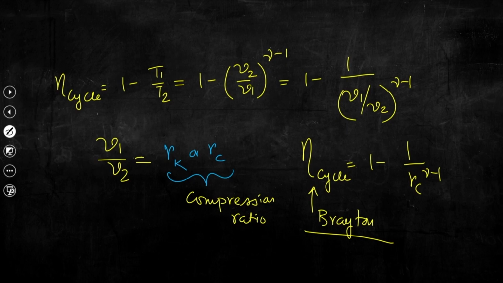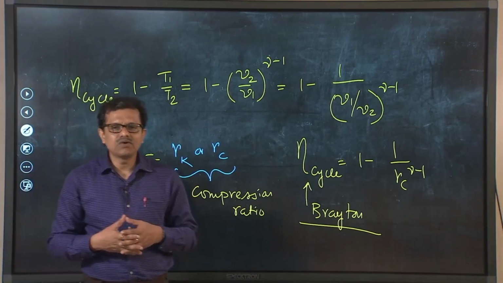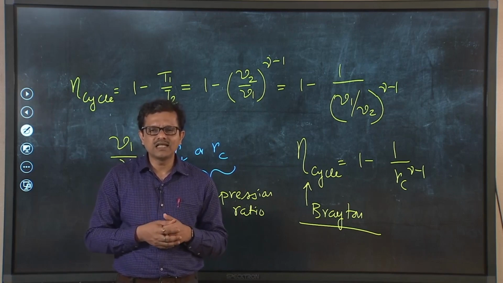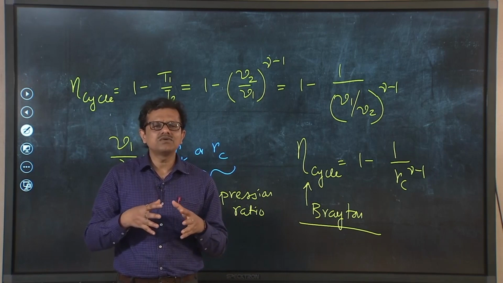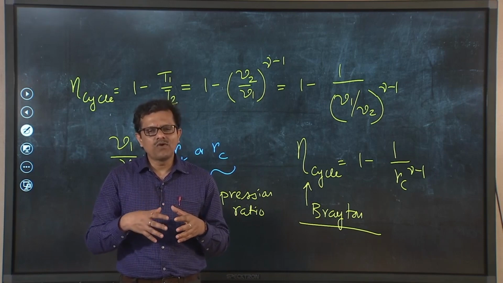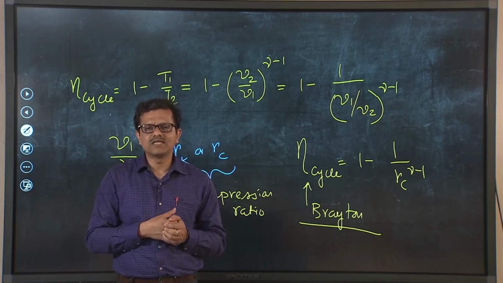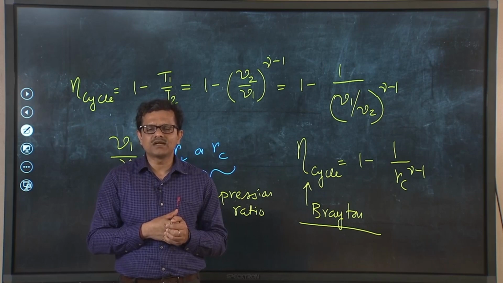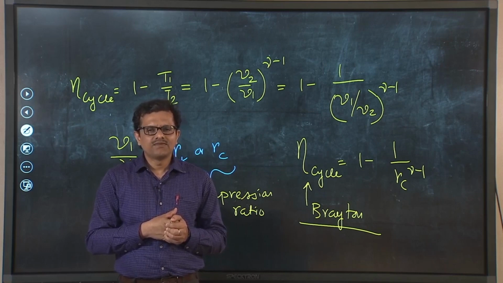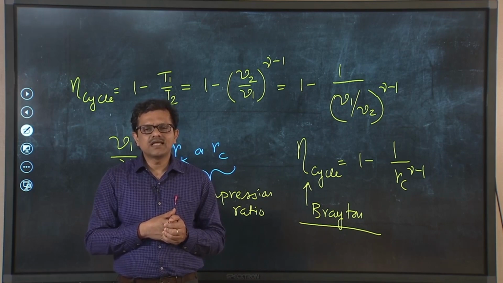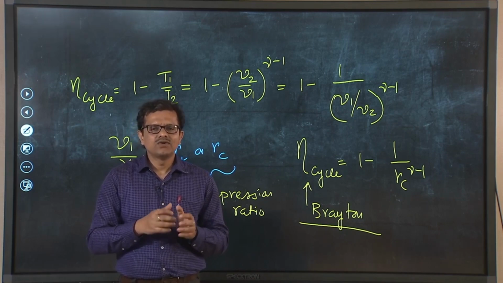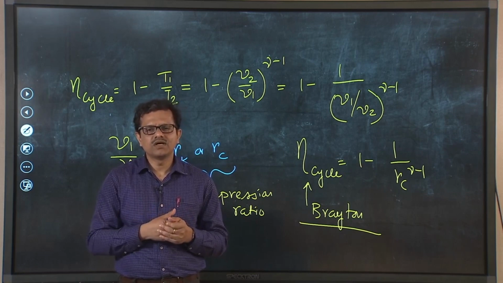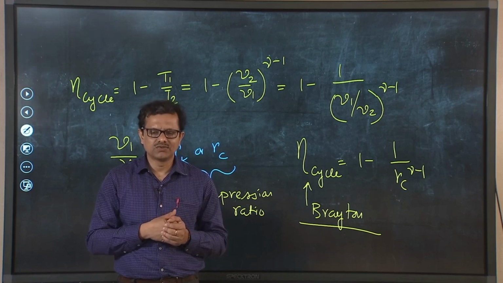To summarize today's discussion, we have discussed the gas turbine unit, we have classified the gas turbine units, and then we have discussed the operation of both open cycle and closed cycle gas turbine units. Then we defined the isentropic efficiency of both compressor and turbine, and finally we established the cycle efficiency, and expressed it both in terms of pressure ratio and compression ratio.